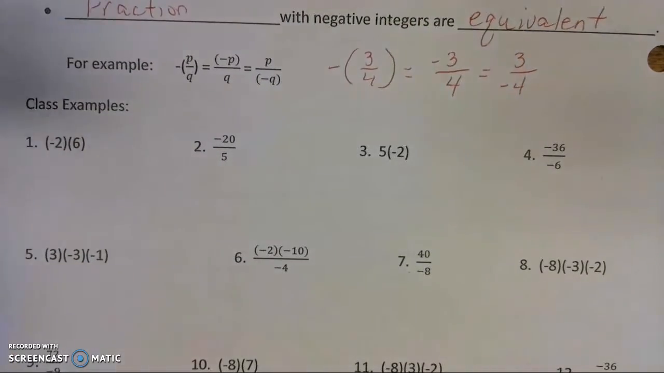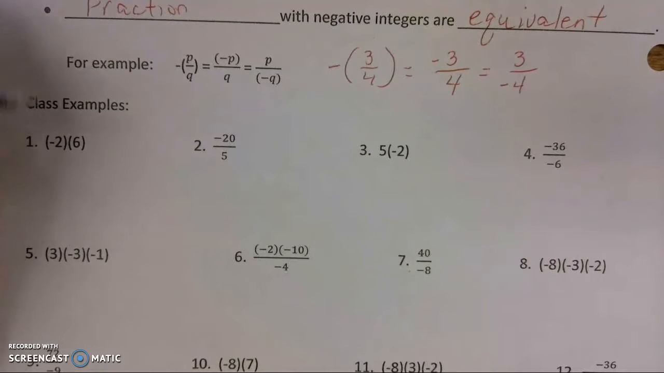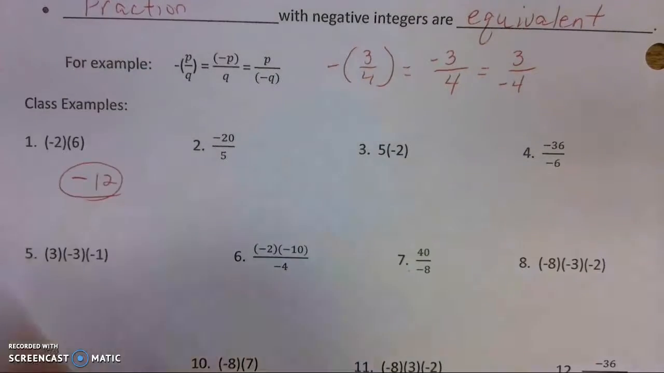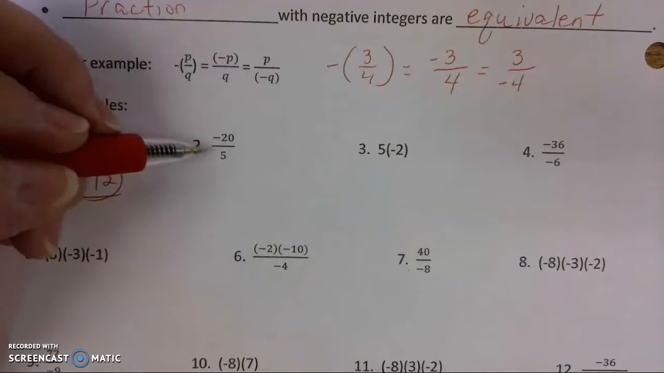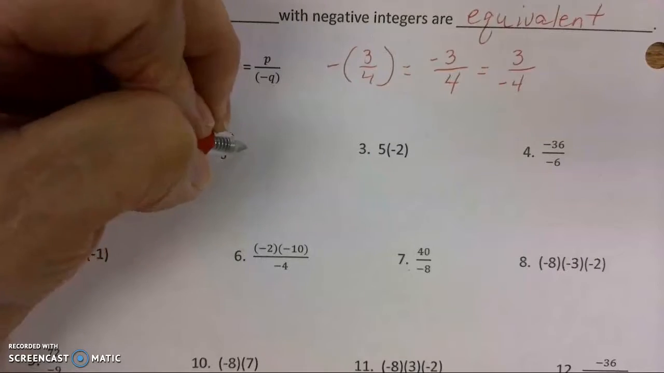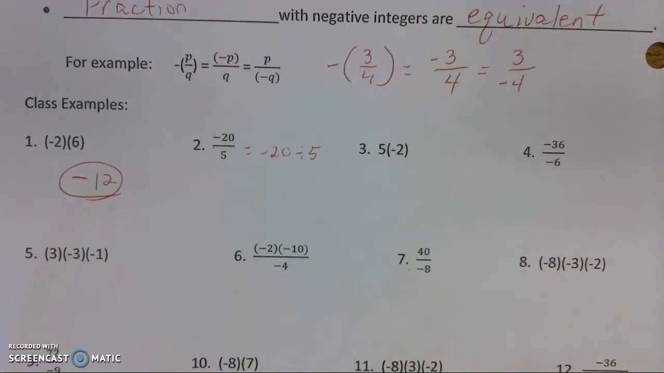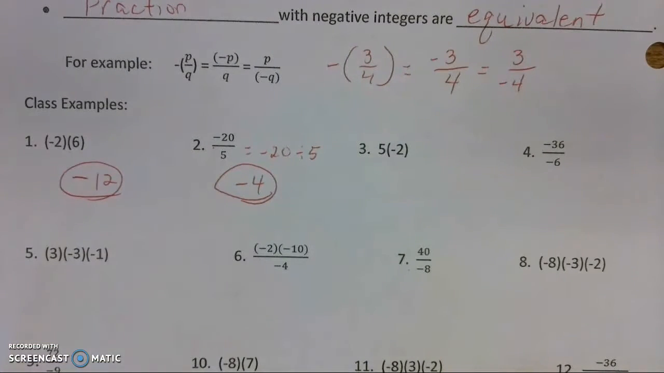So, let's look at some examples. All right, number 1, negative 2 times positive 6. Well, my signs are different, so I know that my answer is negative. 6 times 2 is 12. Negative 12 is my answer. Number 2, negative 20 divided by 5. Remember that fraction line means divide. This means negative 20 divided by 5. Again, my signs are different, so I know my answer is negative. 20 divided by 5 is 4. My answer is negative 4.